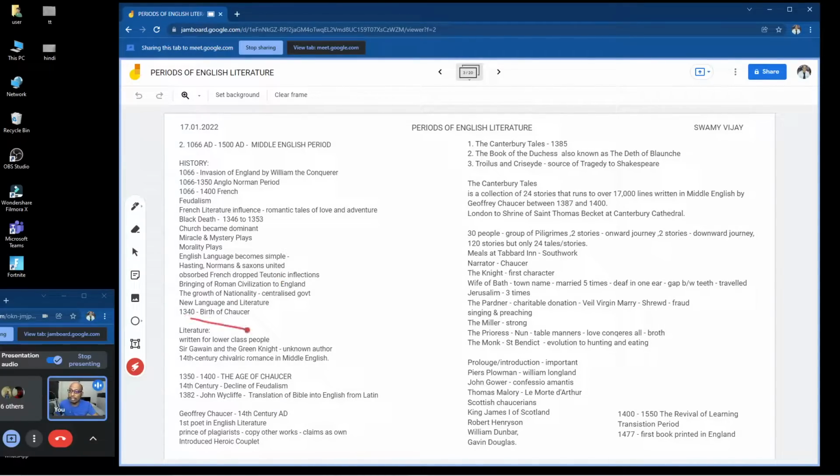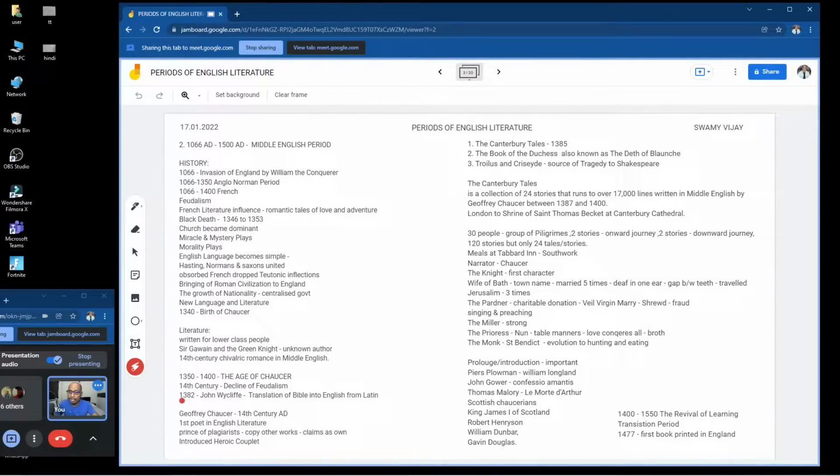And then comes the birth of Chaucer in 1340, who is considered the first great literary figure in English literature. And the literature written during the Middle Ages is primarily meant for the lower middle class people. Miracle plays, mystery plays, morality plays, all are meant for the lower middle class people. The church wanted to show these plays and attract people towards their religion. And then from 1350 to 1400 we consider it the age of Chaucer. So Chaucer is actually the age dictator of this particular period.